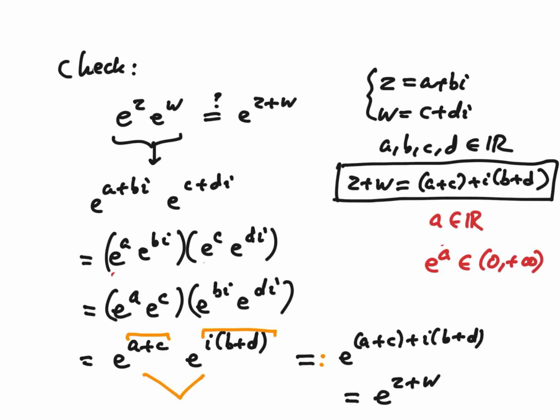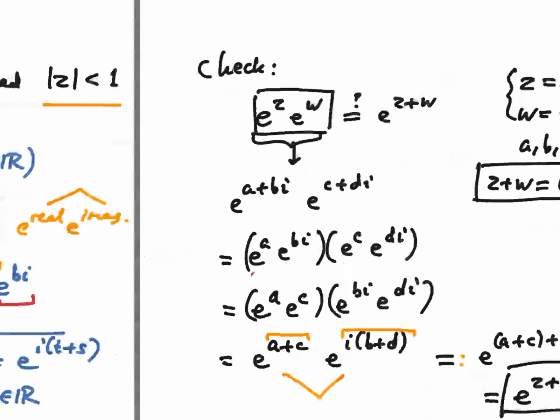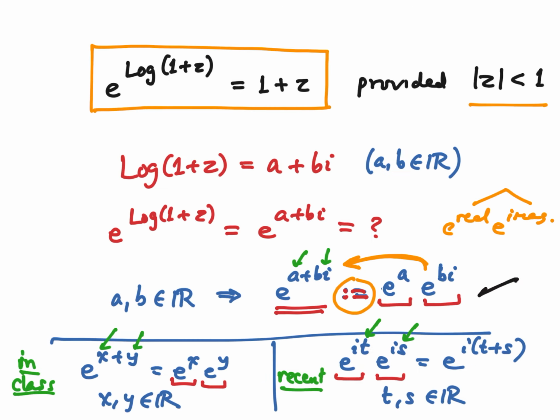Okay, so indeed, if I start with e to the z times e to the w, I do indeed get at the end e to the z plus w. Okay, so the laws of exponents keep holding true. So that tells us that this is a good definition. This definition has the intended properties. And now it at least makes sense to raise e to this complex power, because we now have a definition for e to any complex number.